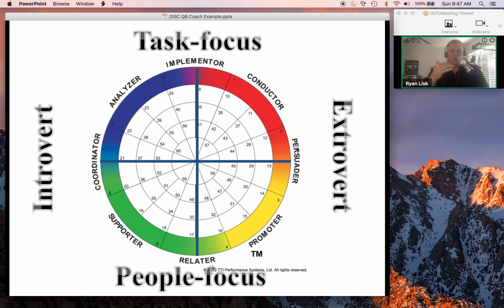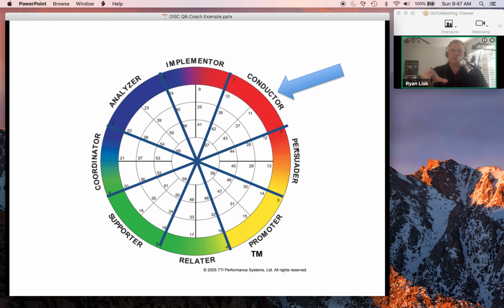If we divide the wheel between a top and a bottom, task-focused people are towards the top of the wheel, and more people-focused people are at the bottom of the wheel. And if you look around the outside of the wheel, there's 8 pieces of pie there. And they're all labeled with conductor, persuader, promoter, relator. Each of those around the outside of the wheel has a set of descriptors that go with them.